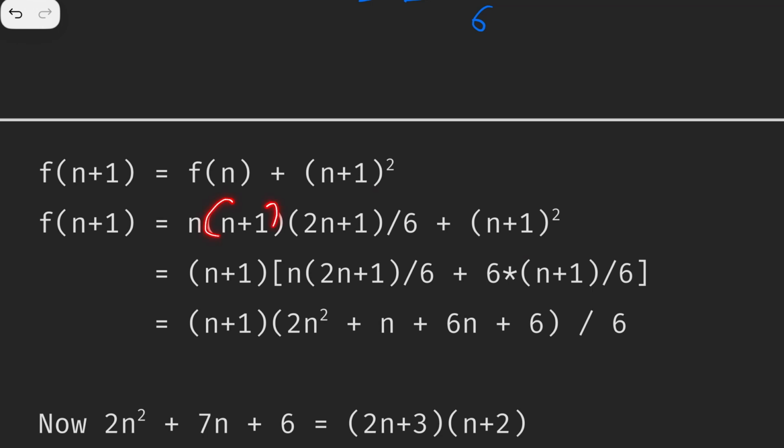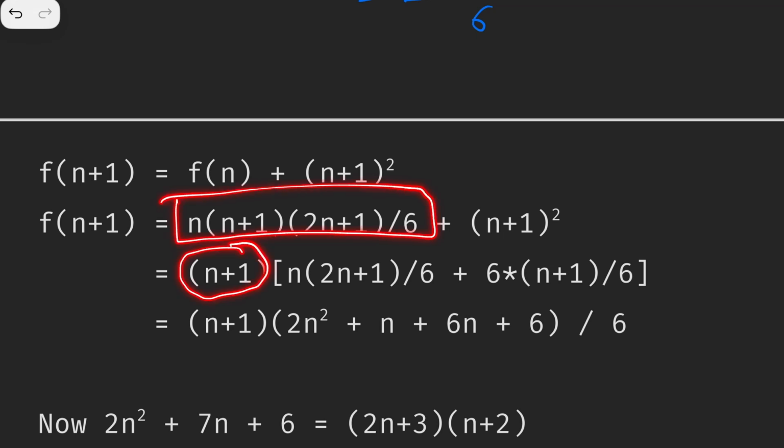Now you can take this n plus 1 common from here and from here. So this n plus 1 is common now. So you have n plus 2n plus 1 divided by 6. This n is here, this 2n plus 1, this divided by 6. Then you multiply this by 6 and divide by 6. That's what we have done here. See, n plus 1 is here. You multiply by 6, you divide by 6. No problem. Remember, we have taken n plus 1 common from this expression and from this expression.